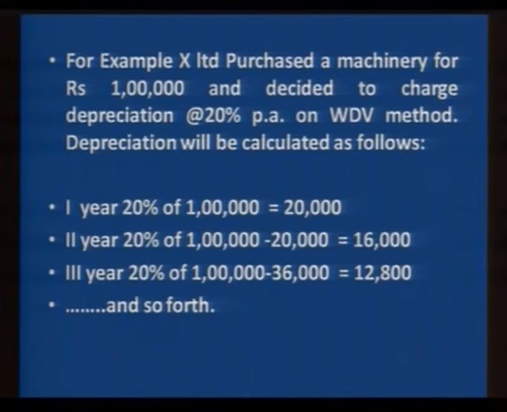So, this way we see the amount of depreciation keeps on declining. We charge depreciation on the declining value of the asset. So, one way you can say that it is in proportion to the value of the asset. So, this is the importance of this method. The way the asset decreases, the same way the depreciation decreases.